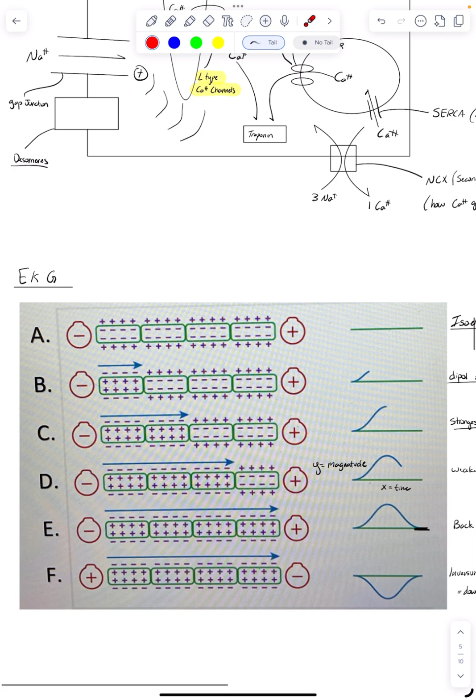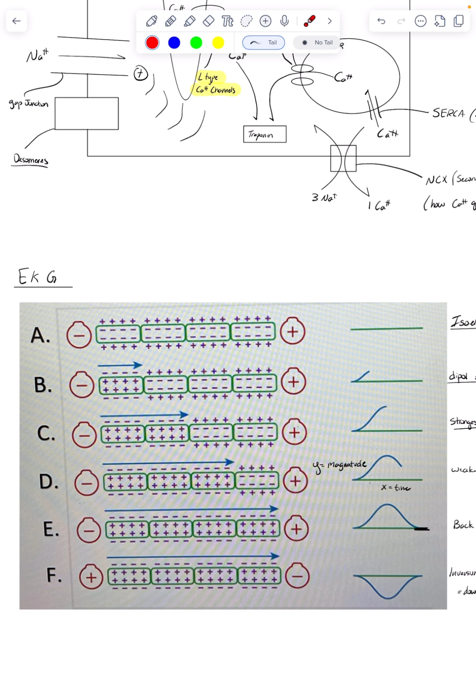But first, we have to understand how an EKG works. An EKG is a computer that we use to monitor the depolarization and repolarization. So the depolarization of the atrium, and the depolarization and repolarization of the ventricles. And I'll explain why we won't get the repolarization of the atrium, only the depolarization.